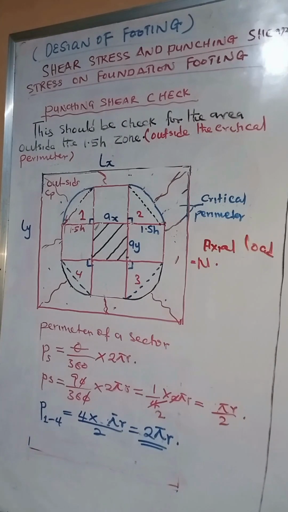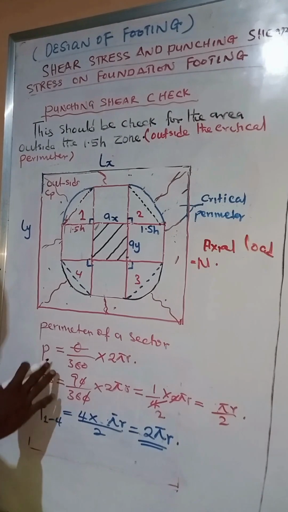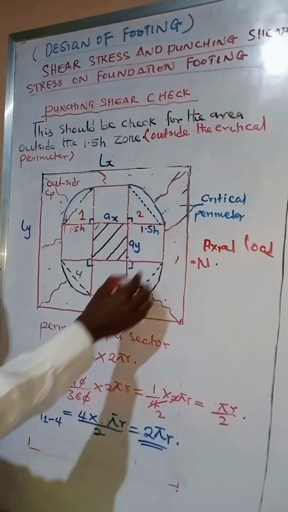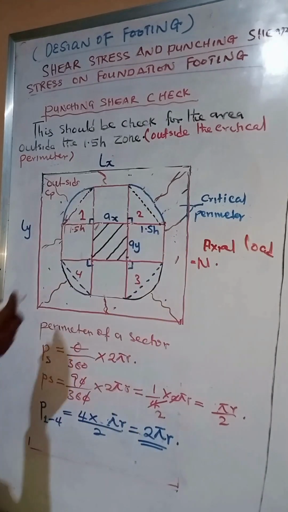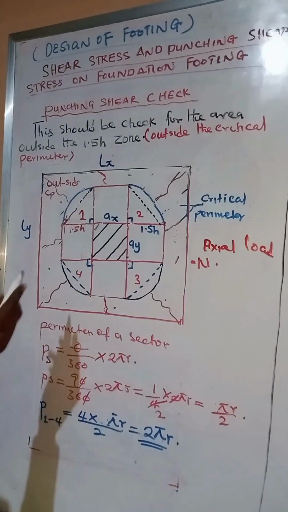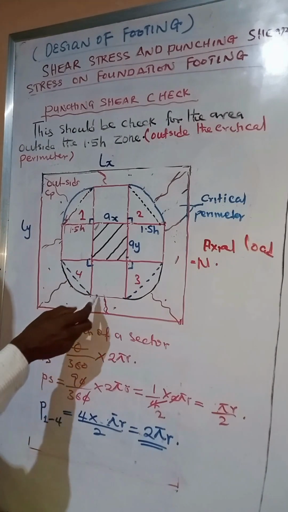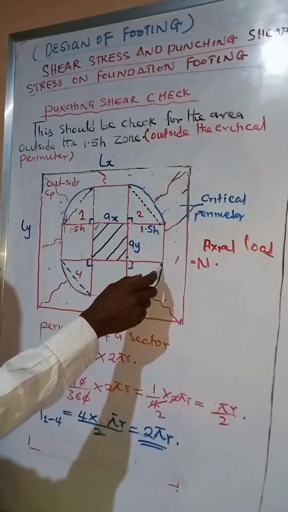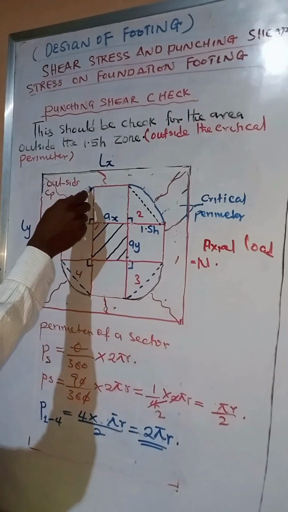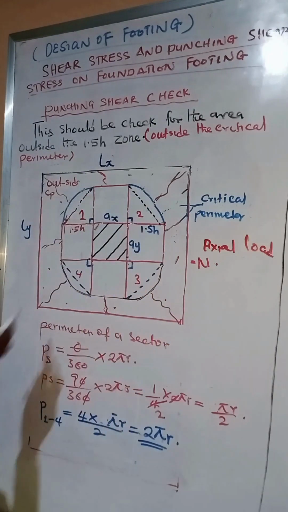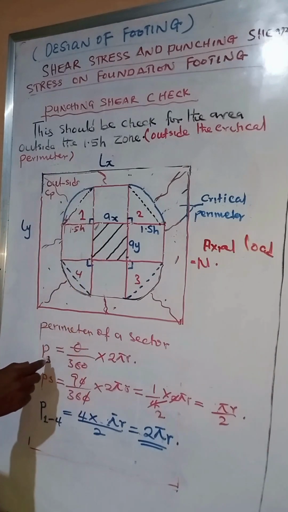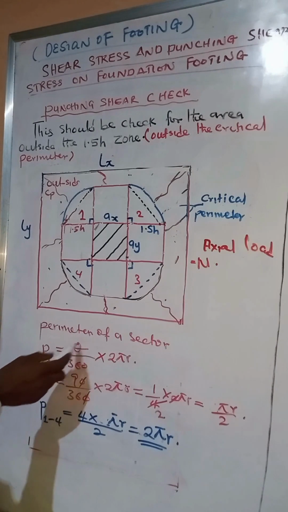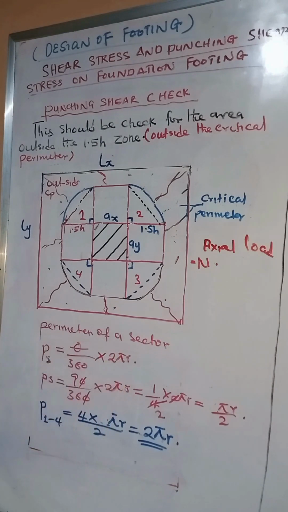Now, let's start with the perimeter, because for us to get the stress, we need to know what this perimeter is. We call it the critical perimeter. So I'm going to calculate this one first. Remember that the perimeter of a shape is the length. So we're calculating this one, and this one. Let's do these ones first. For the perimeter of the sector of the circle, we have the perimeter of the sector to be theta over 360 times 2 pi r.